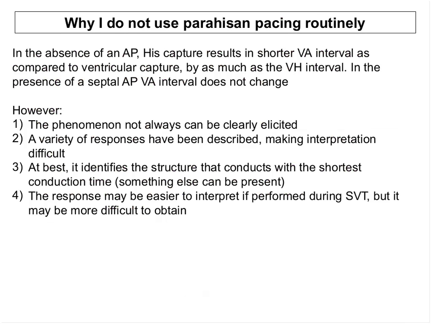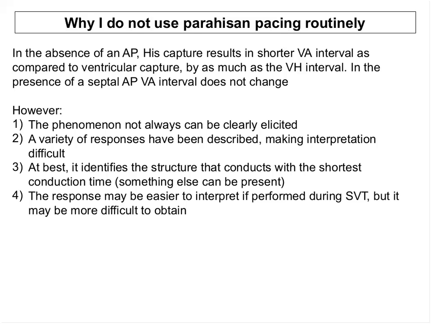Number 2, because what you have seen in these 2 examples are clear-cut responses, but it has been described that a variety of responses can also happen, in terms that there can be some change in the VA interval, but not so big as in the first example. And that makes the interpretation difficult.